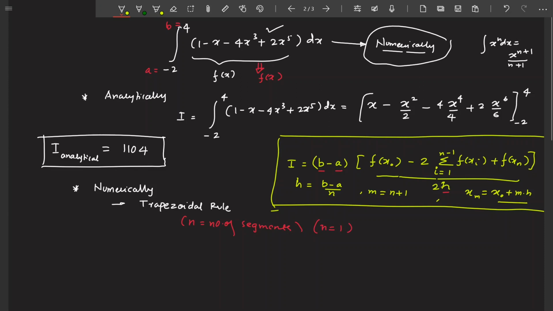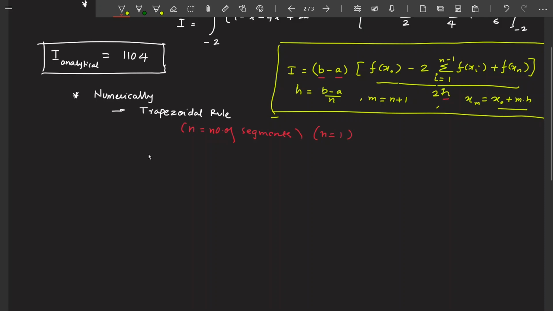Okay, so basically what we are doing here is we are replacing the function by a straight line. This is h, because my habit of writing n and h, both of them look similar, but I'll tell you this is h and this is n. I'll try to be consistent next time.